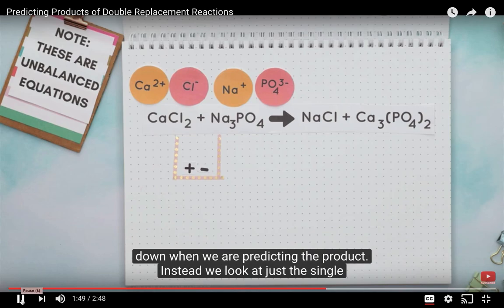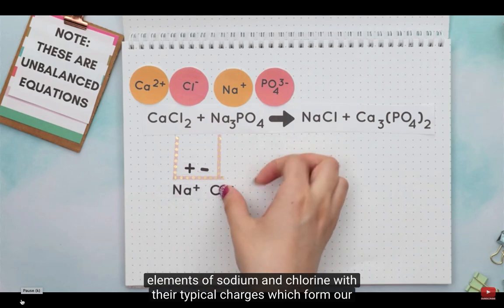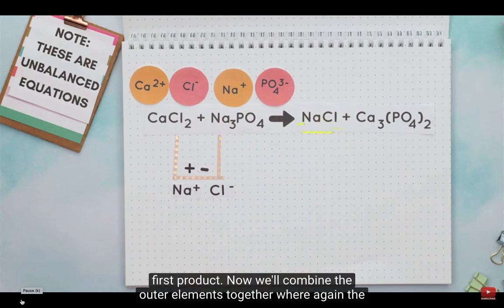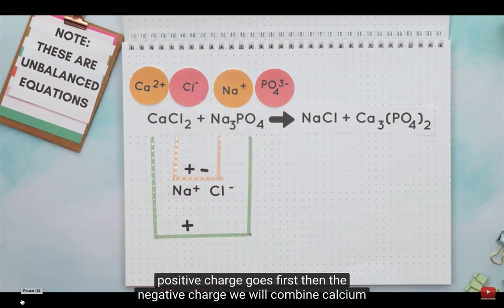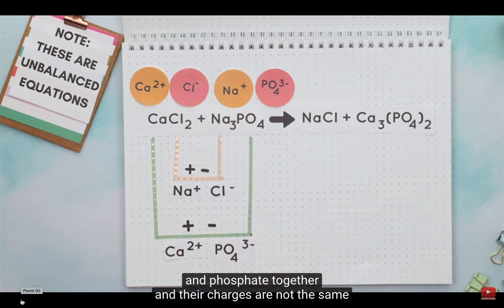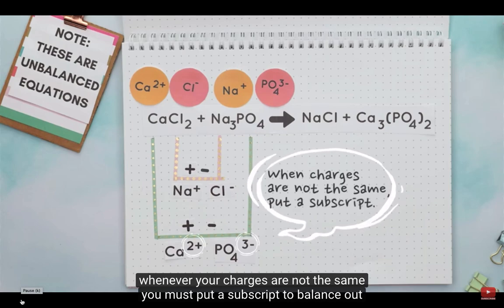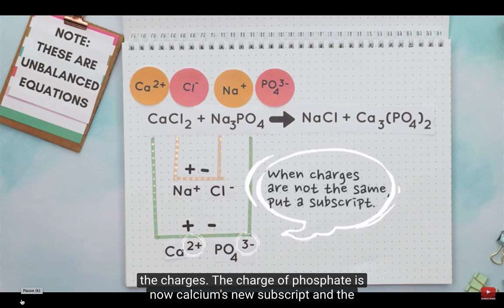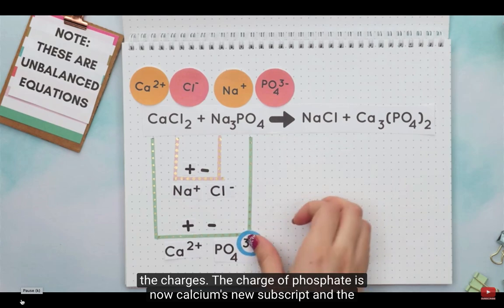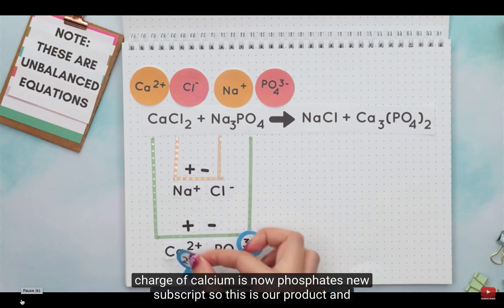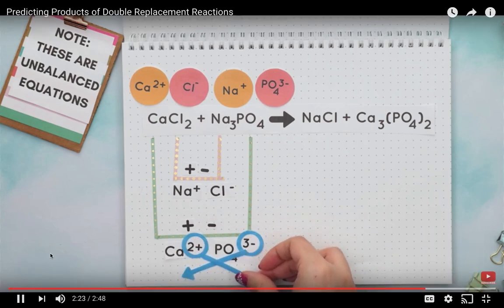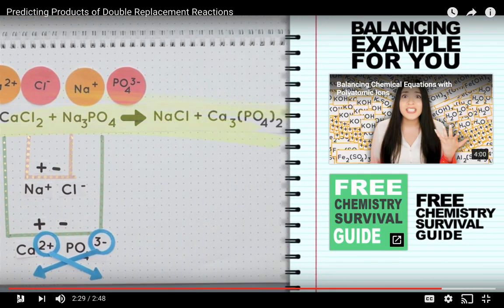Instead, we look at just the single elements of sodium and chlorine with their typical charges, which form our first product. Now we'll combine the outer elements together, where again, the positive charge goes first, then the negative charge. We will combine calcium and phosphate together, and their charges are not the same. Whenever your charges are not the same, you must put a subscript to balance out the charges. The charge of phosphate is now calcium's new subscript, and the charge of calcium is now phosphate's new subscript. So this is our product, and this is our overall Ta-da!